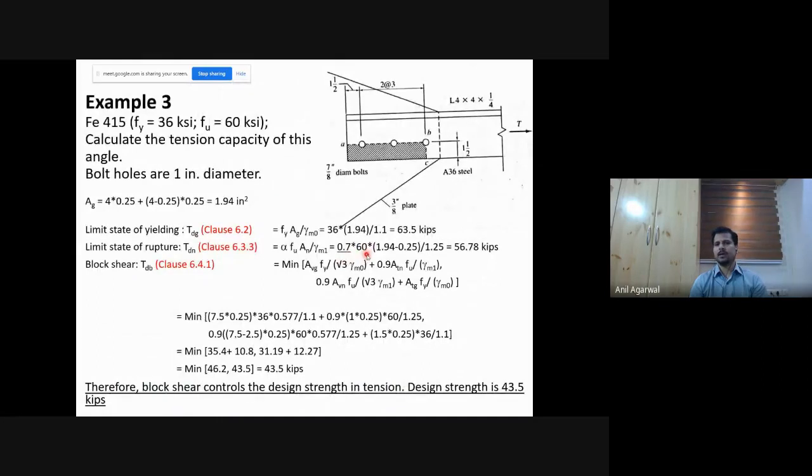0.7 multiplied by Fu multiplied by An. So An will be the Ag minus 1 inch, the diameter, times the thickness of this leg. So 0.25, 1.94 minus 0.25, that is the net cross-section area, divided by gamma m1, and I get 56.78 kips. So this is lower than the cross-section yielding. So between these two, this one will govern.